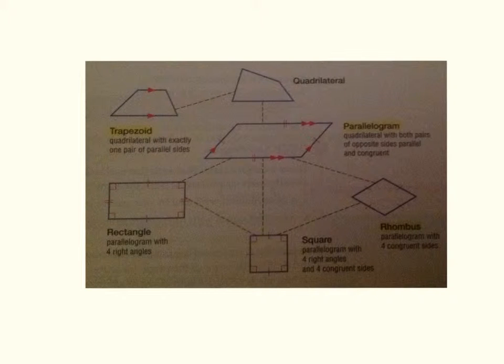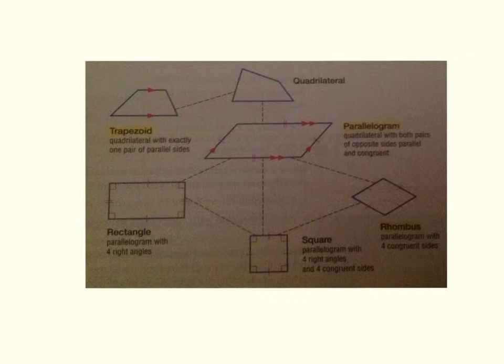So here's just a visual diagram of what we just talked about. In the center, you have a parallelogram that identifies the parallel sides and the congruent sides of the shape. From there, you have a quadrilateral, which is up top, and none of the sides are the same, none of the angles are the same, it's just a quadrilateral. Off to the left of that is a trapezoid. A trapezoid is a quadrilateral with exactly one pair of parallel sides, but none of the sides are congruent.